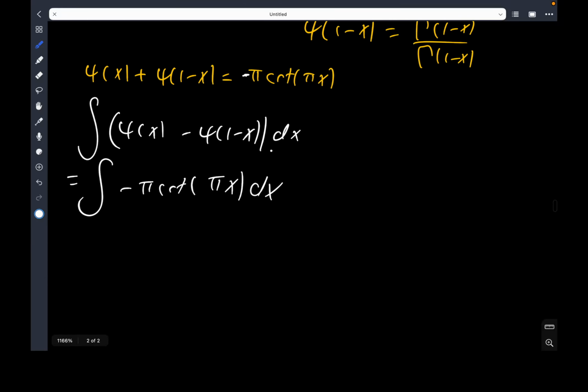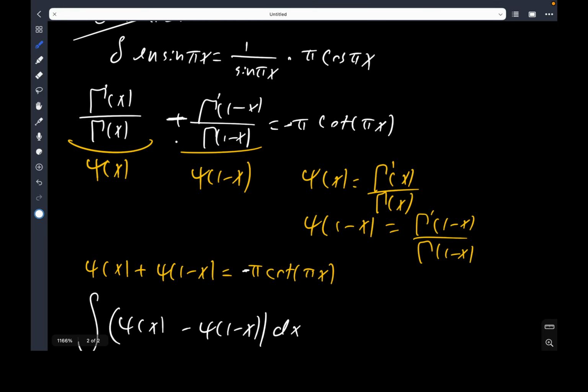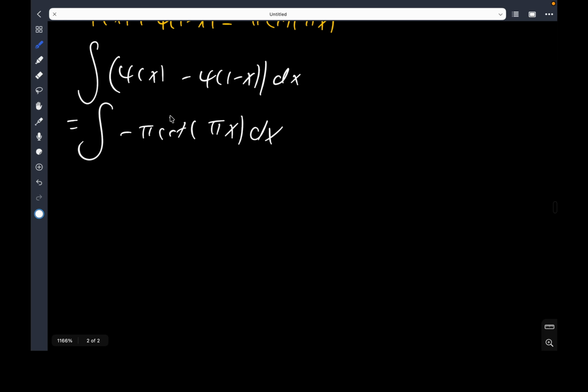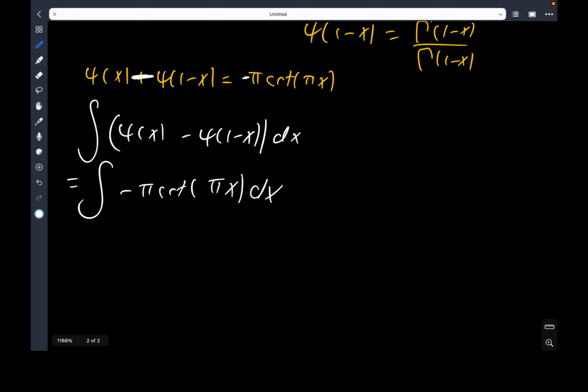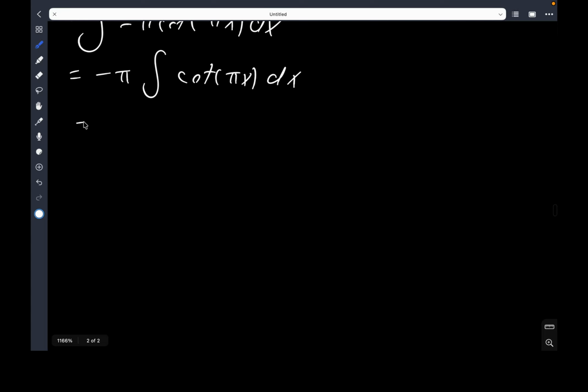Oh sorry, I forgot one thing also. This should have been negative here because according to the chain rule, we're taking the derivative of a gamma function here, and we have to multiply by the derivative of the inside, which is -1. That's why I hesitated a little. So it is equal to the integral of negative pi cotangent of pi x dx, which is equal to negative pi cosine of pi x over sine of pi x dx.